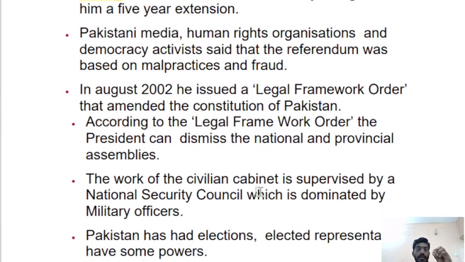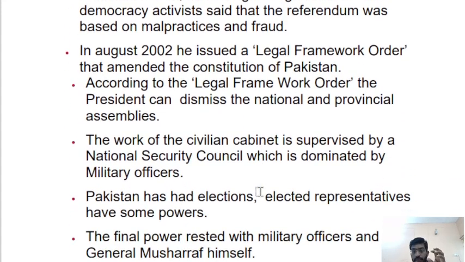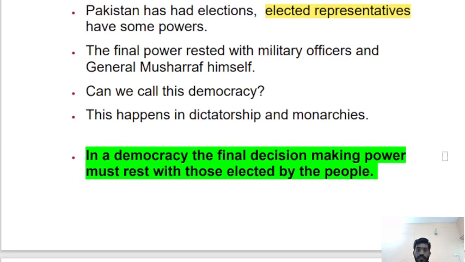So here General Pervez, he is not an elected candidate. Okay, some elected representatives were also there in the Pakistan government, but the president is not an elected person. So Pakistan is not called a democratic country. Okay, this is the first feature. In a democracy, the final decision making power must rest with those elected by the people.